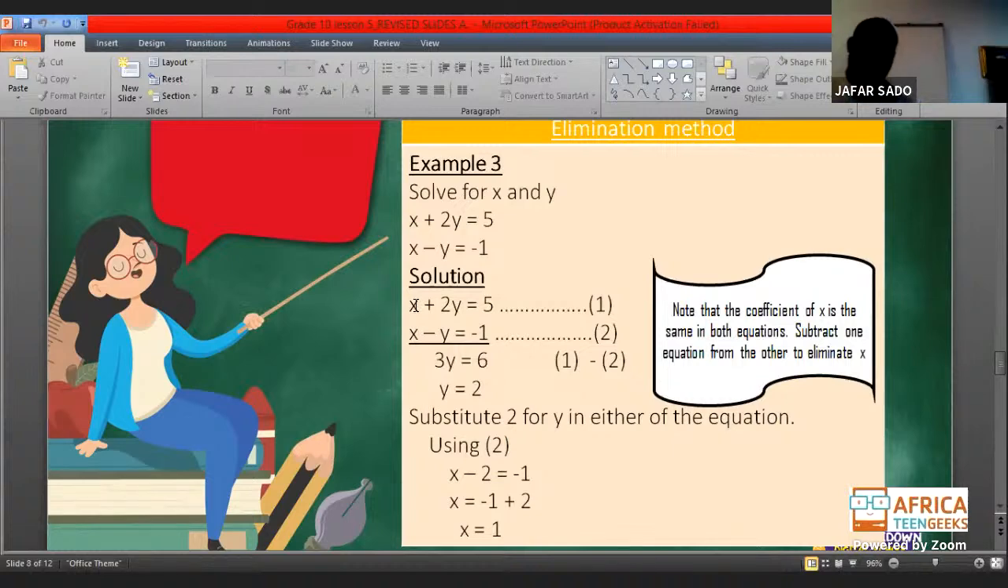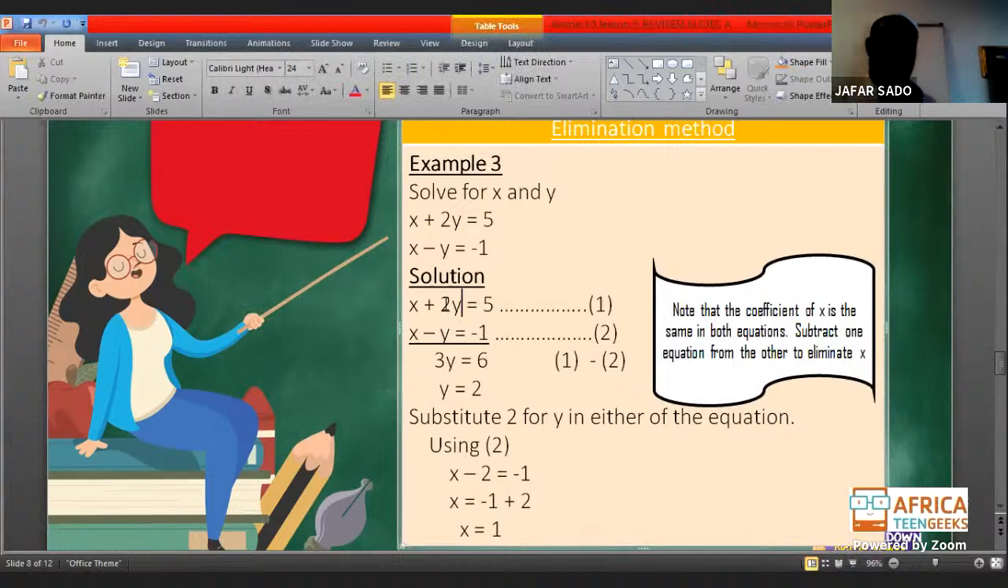All right, but in our question now, the coefficients are the same. So we have x here, we have x here, just going to subtract. So basically going to say subtract equation 2 from equation 1. So x minus x gives us 0. Then going to say 2y minus y.